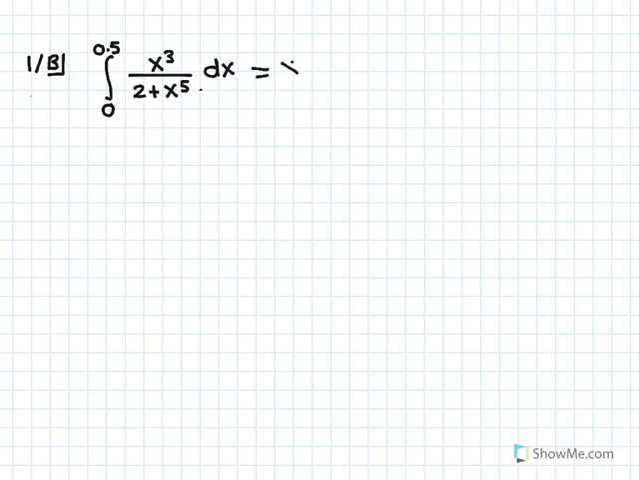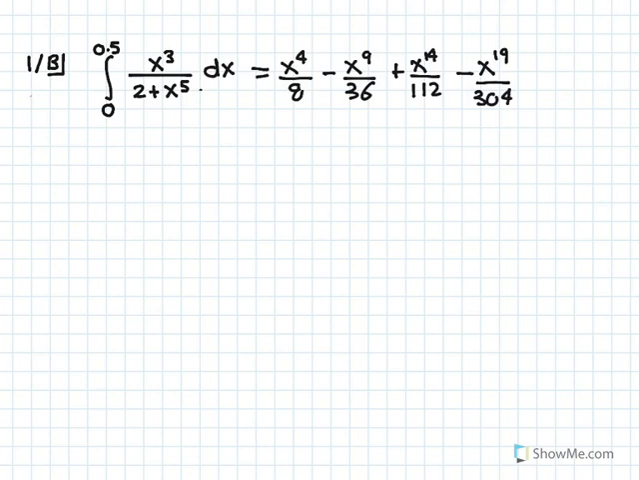This is equal to x to the power of 4 divided by 8 minus x to the power of 9 divided by 36 plus x to the power of 14 divided by 112 minus x to the power of 19 divided by 304, and evaluated from 0 to 0.5. Of course, this goes on and on.